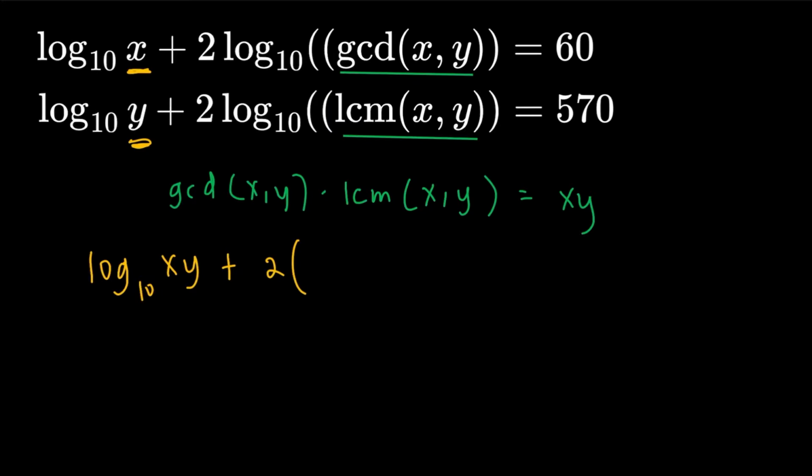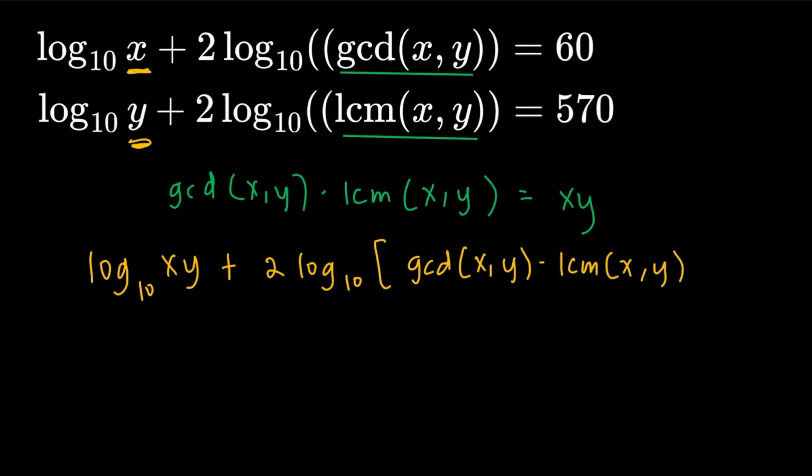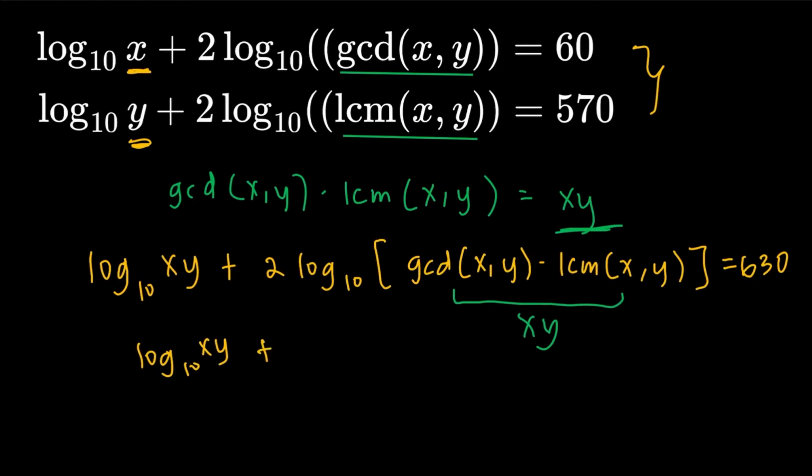So essentially, it's just going to be 2 times the logarithm in base 10 of the GCD of x and y times the LCM of x and y, right? And that's the left-hand side, and the right-hand side is simply 60 plus 570, which is 630. Now, I'm going to use our nice property, the GCD times the LCM is equal to the product of the two numbers. This part becomes xy, so it's going to become the logarithm of xy with base 10 plus 2 times the logarithm of xy with base 10. That's going to be equal to 630.